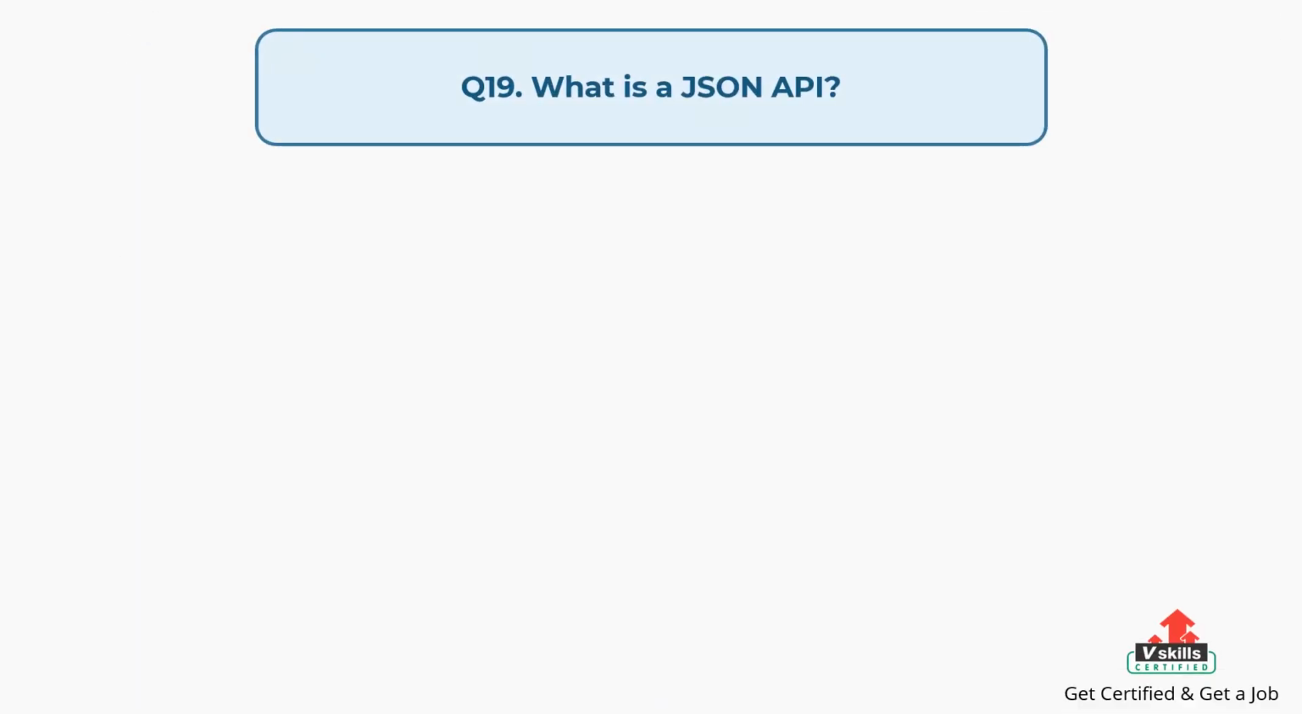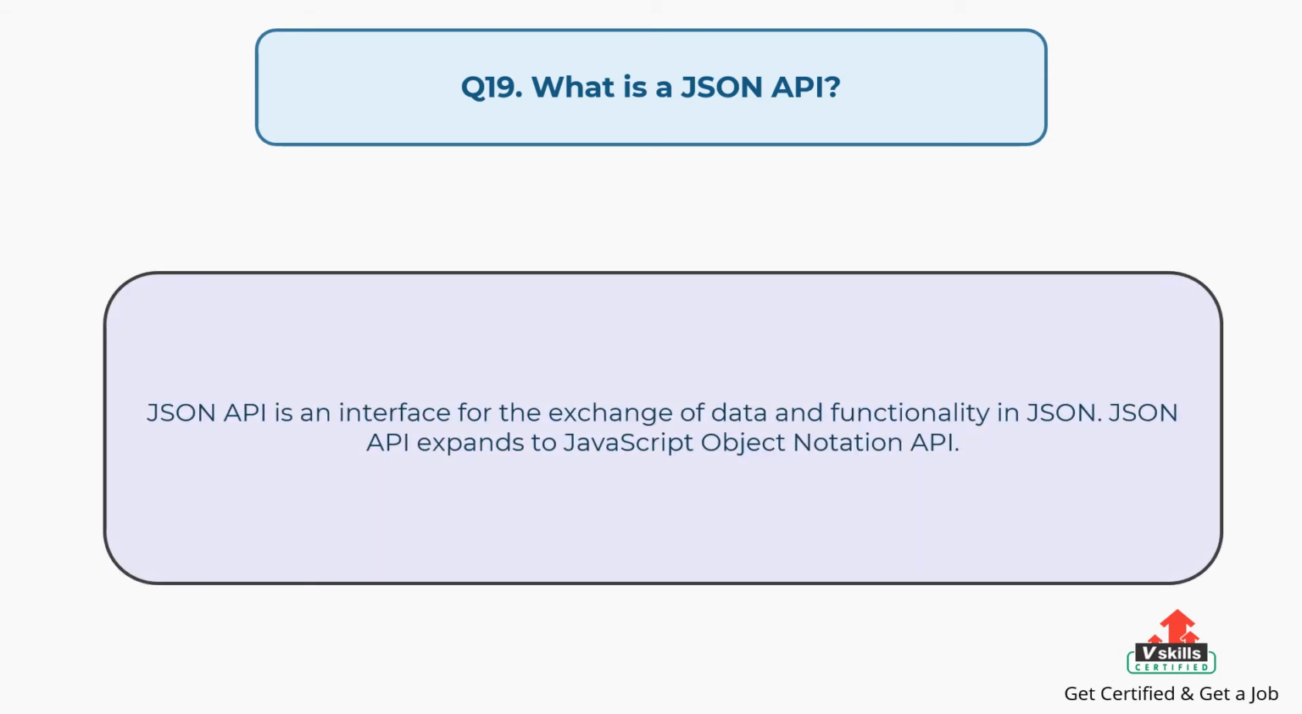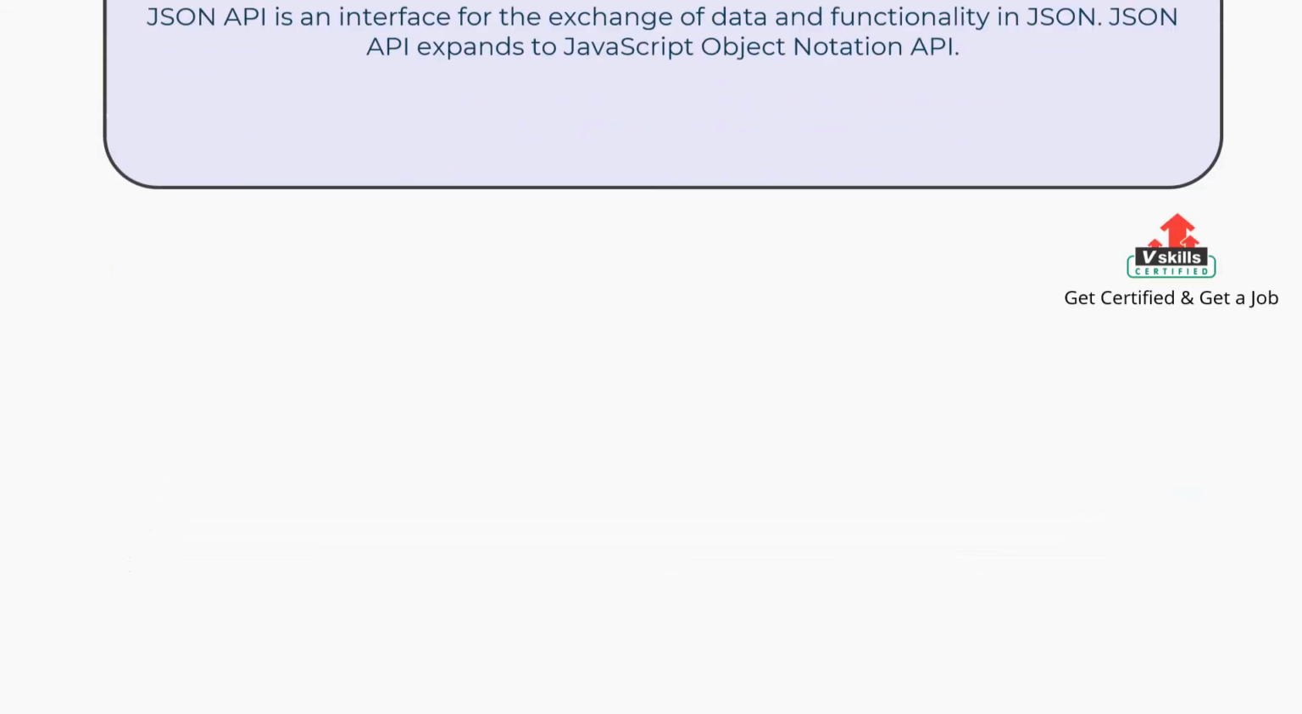Question number 19. What is a JSON API? The answer is: JSON API is an interface for the exchange of data and functionality in JSON. JSON API expands to JavaScript Object Notation API.